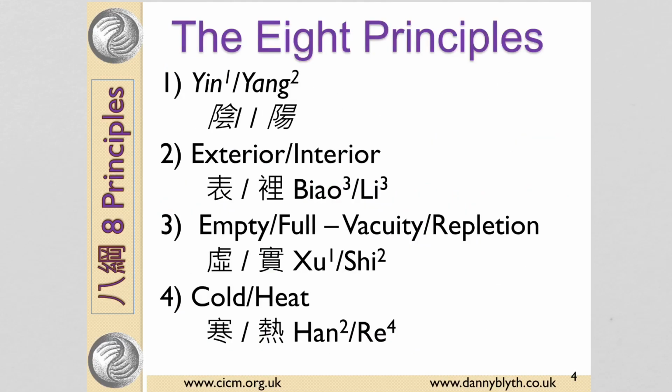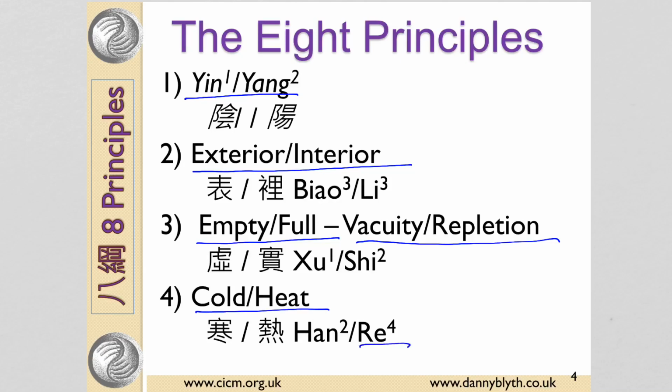These 8 principles are all in yin-yang pairs. So the first is yin and yang, the second exterior and interior, biao and li. The third is empty and full, xu and shi, or sometimes called vacuity and repletion. And the fourth pair is cold and heat, han and re.